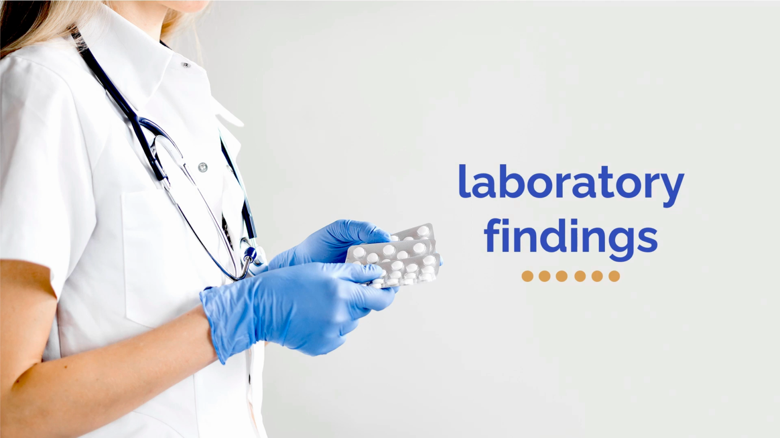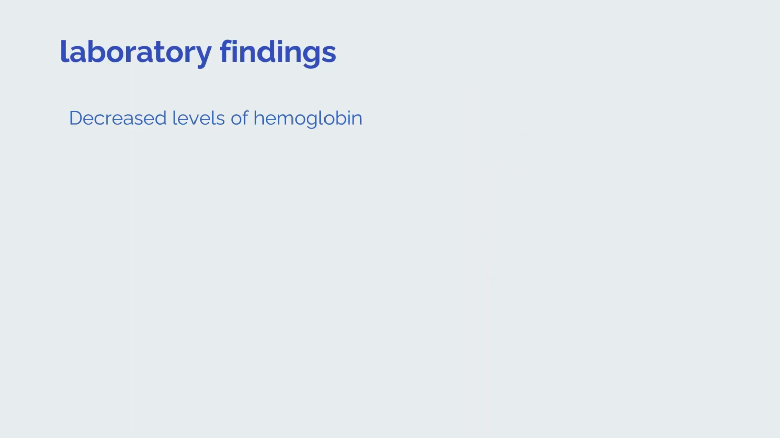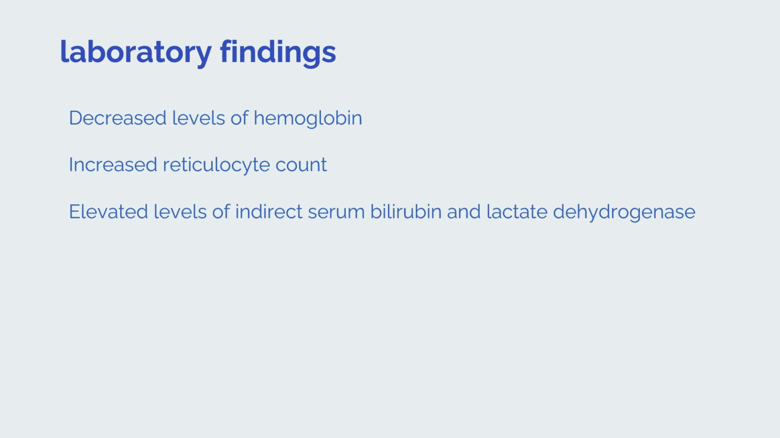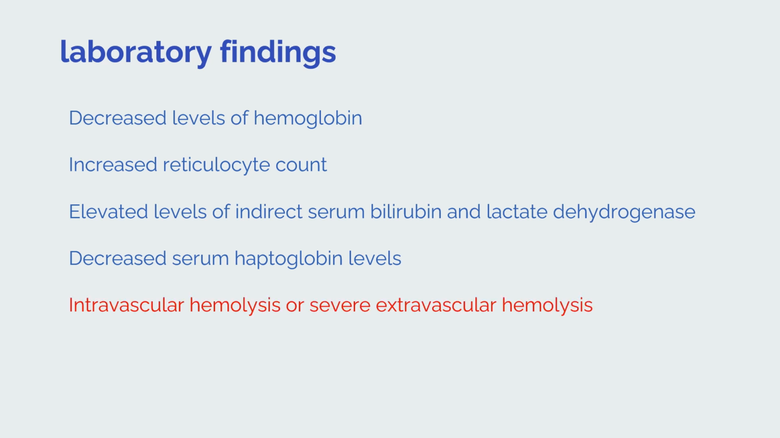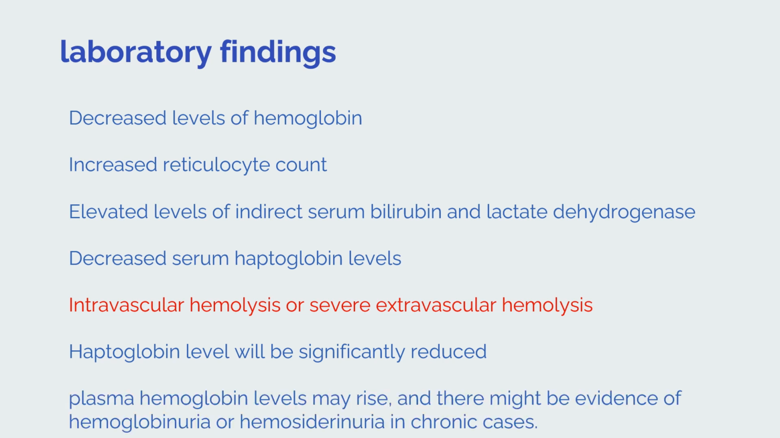The laboratory findings in immune hemolytic anemia often bear resemblance to those of other hemolytic anemias. Key indicators include decreased levels of hemoglobin, increased reticulocyte count, elevated levels of indirect serum bilirubin and lactate dehydrogenase, and decreased serum haptoglobin levels. In cases of predominantly intravascular hemolysis or severe extravascular hemolysis, the haptoglobin level will be significantly reduced. Additionally, plasma hemoglobin levels may rise, and there might be evidence of hemoglobinuria or hemosideruria in chronic cases.